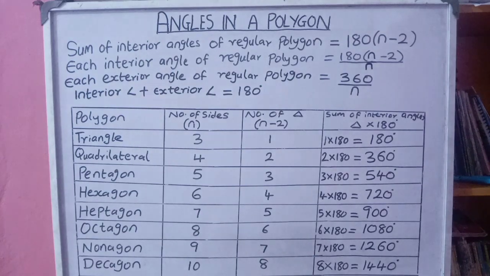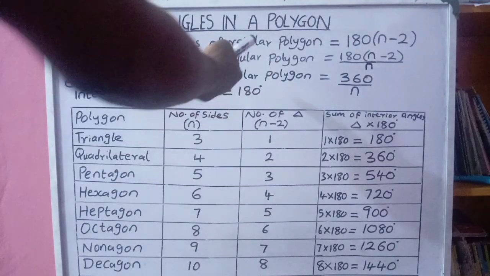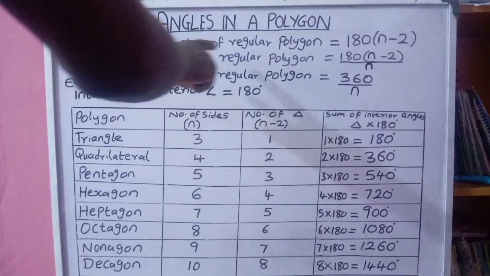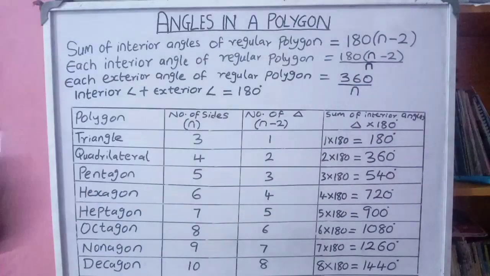Now we have some of the formulas that we can use to determine the angles of a regular polygon: each interior angle, each exterior angle, and the summation of interior and exterior angle of a polygon. All right, so let's start with the first one, the sum of interior angles of a regular polygon. When we say regular, it means that the sides are equal and each of the angles are equal as well. The formula for calculating the sum of interior angles of a regular polygon is 180(n minus 2). That is the formula.